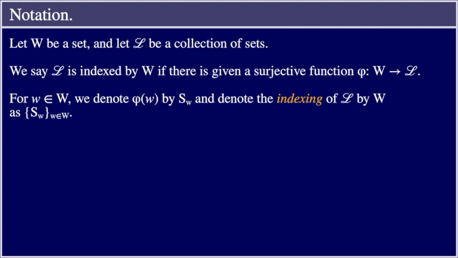Notation. Let W be a set and let L be a collection of sets. We say L is indexed by W if there is given a surjective function phi mapping W to L. For w a member of W, we denote phi of w by S sub w, and denote the indexing of L by W as the set S sub w indexed with w a member of W.